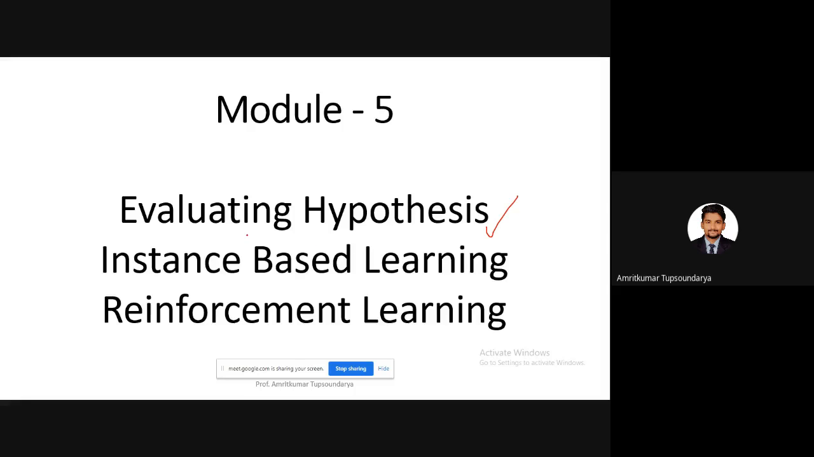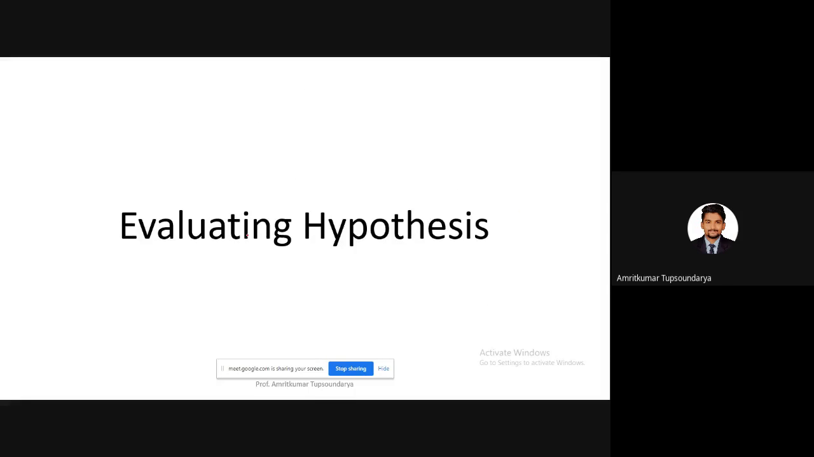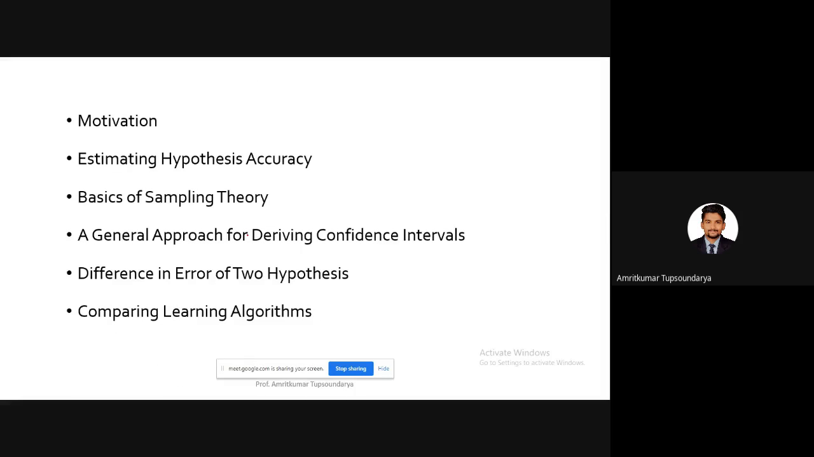In this evaluating hypothesis, we'll be discussing the motivation behind it, why there is a need to evaluate the hypothesis. Then we are going to estimate the hypothesis accuracy. We'll have a look at some basics of sampling theory, basic fundamental principles, basic formulas for sampling theory as well, and then a general approach for deriving confidence intervals. We will discuss what these confidence intervals are as we proceed.